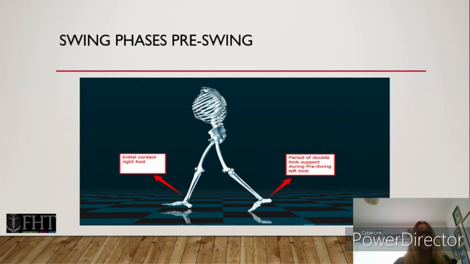And then that leads us into the fifth phase. So that's the swing phase, and this is the pre-swing. This is the second period of double limb support, and the goal of this phase is to position the limb for swing. The phase starts off with initial contact on the opposite limb and ends with the same side toe off. This phase can be termed toe off or weight release.